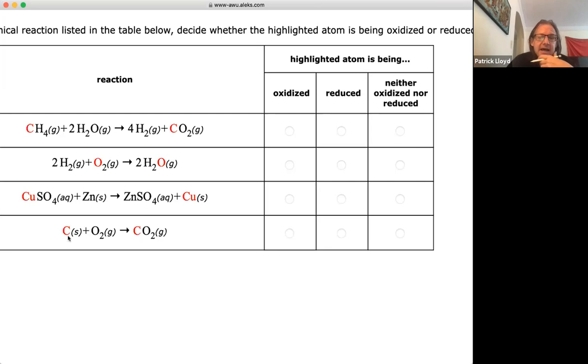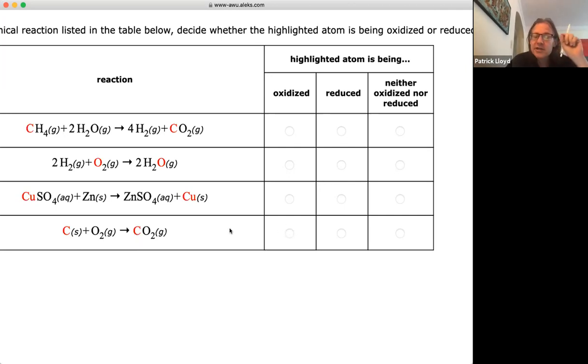Okay. And the last one, carbon, that's an element, so it's 0. Here it's in a compound, it comes out to +4, right? Because each oxygen is -2, and they have to add up to 0. So it went from 0 to +4. That's becoming more positive, which means you lost electrons. Loss of electrons is oxidation. So that means the carbon got oxidized.